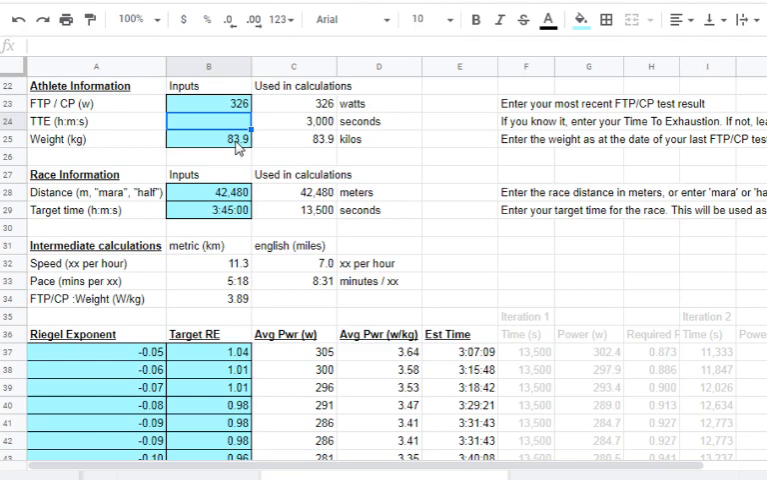So hopefully this helps you, and it gives you another way of using this wonderful tool, from one runner to another, and work out some hypotheticals.